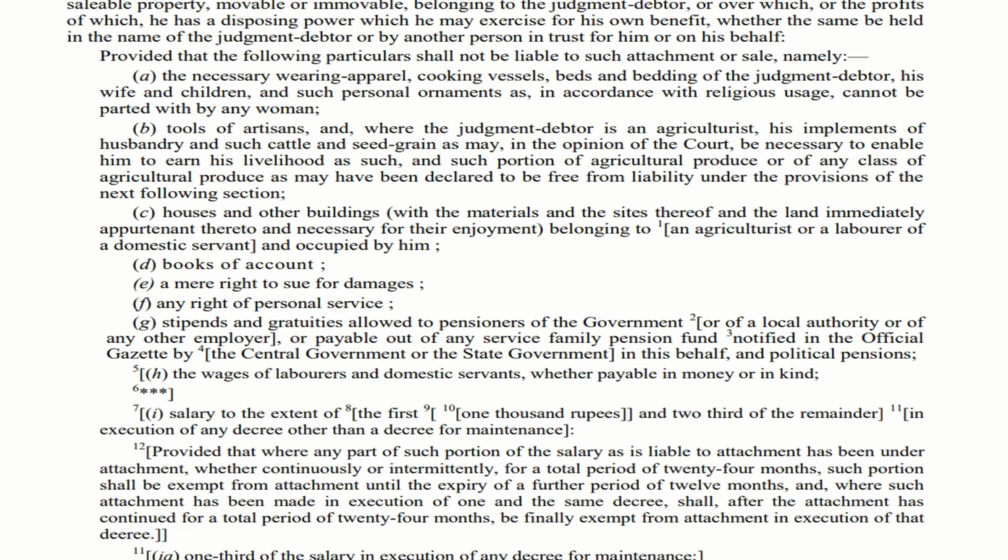In addition to this, if there is an agricultural produce, or any class of agricultural produce, which may be declared to be free from liability, for example, if a person is producing, say, 10 tons of rice, government will say 2 tons cannot be attached. This is only an example for understanding purposes. So the 2 tons cannot be attached, and the balance 8 tons of rice can be attached. Let us move to the next point.